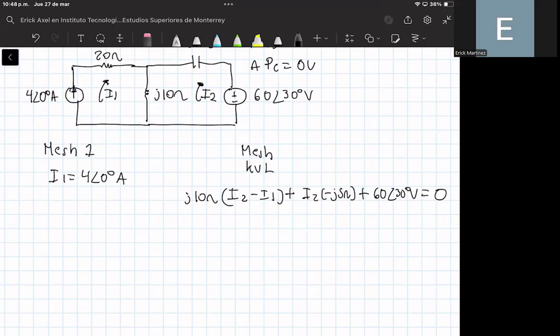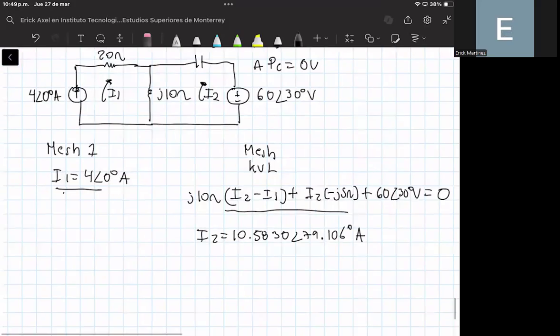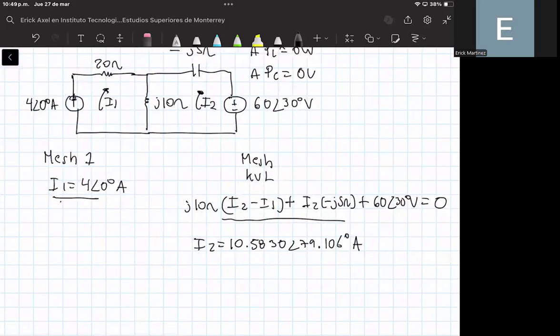You can input this equation and this equation in your calculator, and you will notice that the current I2 is equal to 10.58 with an angle of 79.106 degrees amperes. Okay, now what can we do?